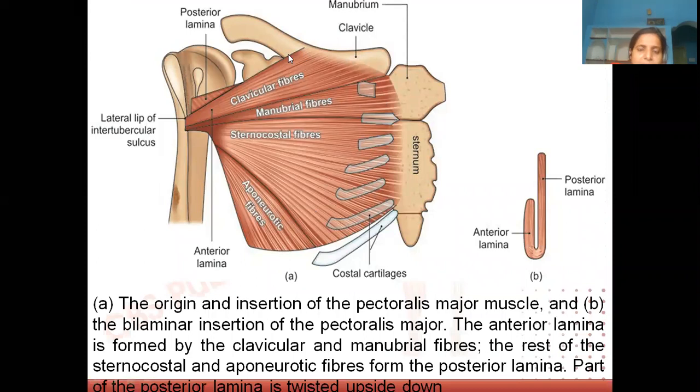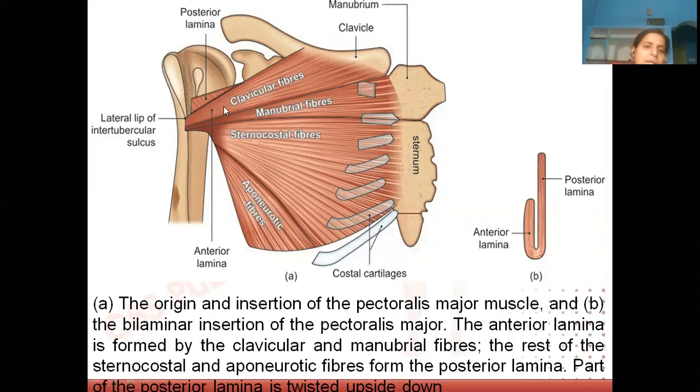See, this is the clavicle, and this is the convex part, isn't it? So the anterior part of the medial 2/3 of the clavicle, manubrium of the sternum bone, and also the body of the sternum bone. And also the aponeurosis of external oblique also will give origin to pectoralis major. That's how it has clavicular fibers, manubrial fibers, sternocostal fibers, and also aponeurotic fibers coming from external oblique aponeurosis.